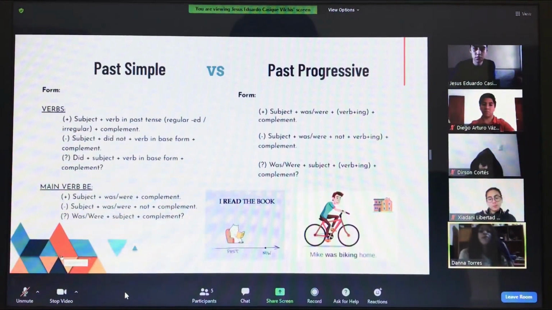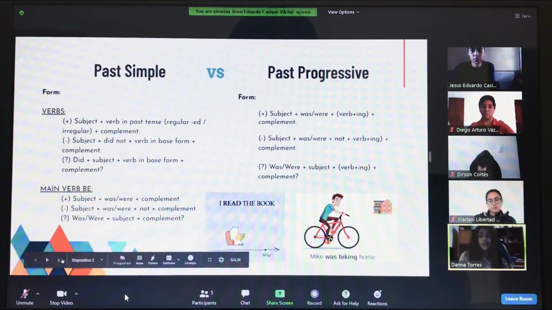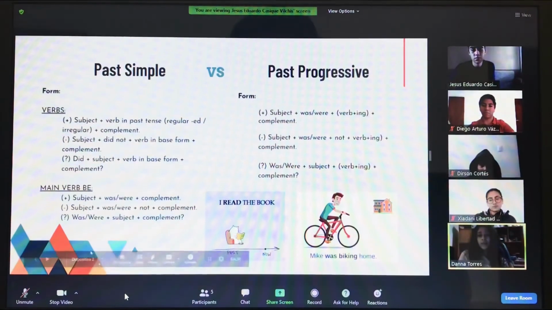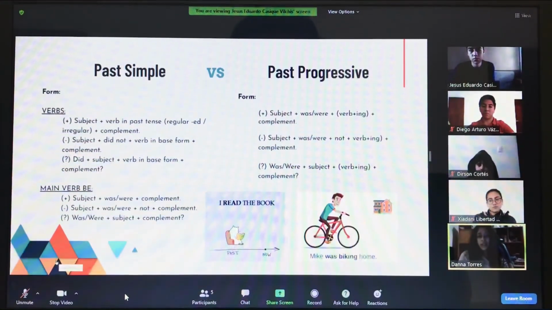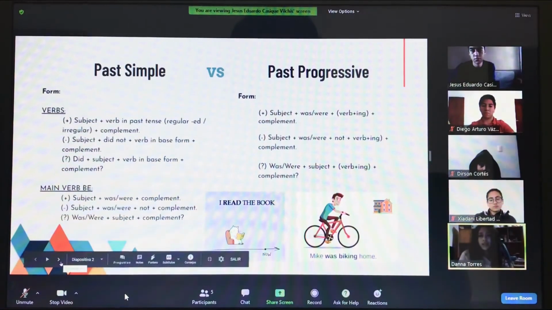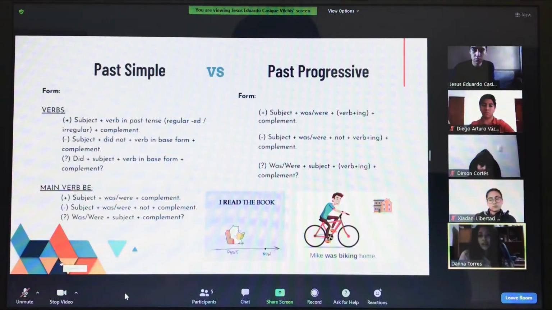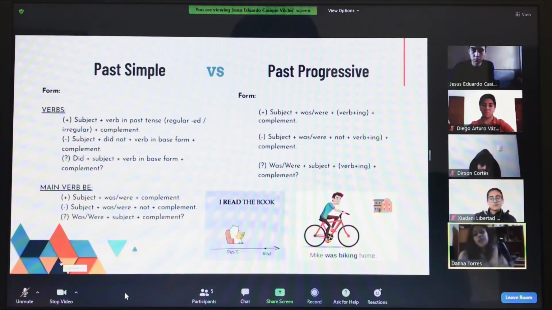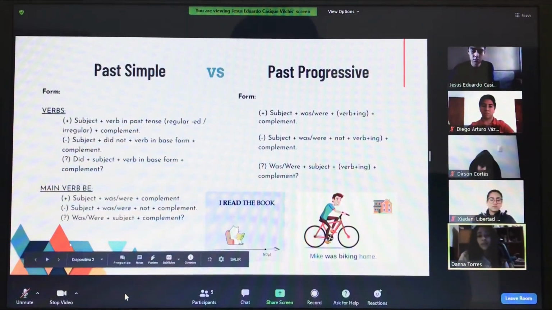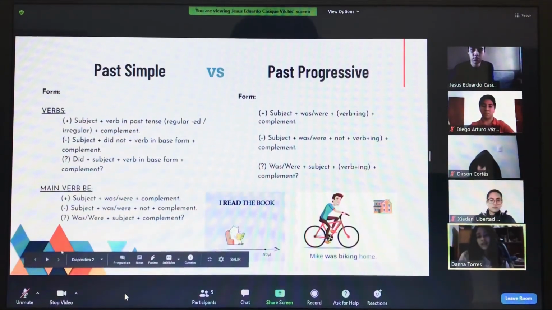The form of the past progressive for the affirmative is subject plus was or were plus verb with ing plus complement. For the negative, it is subject plus was or were plus not plus verb with ing and the complement. For the question, it is was or were plus subject plus verb with ing and the complement.